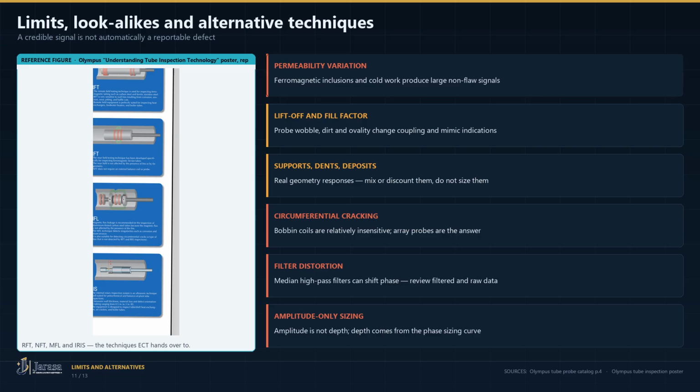Know the boundaries. Standard bobbin eddy current is for non-ferromagnetic tubing. Permeability variation, lift-off, fill factor, and deposits all generate real responses that must not be reported as wall loss. Bobbin coils are relatively insensitive to circumferential cracking. Array probes exist for that. And where sizing must be defended, internal rotary ultrasound remains the validation technique for any material.